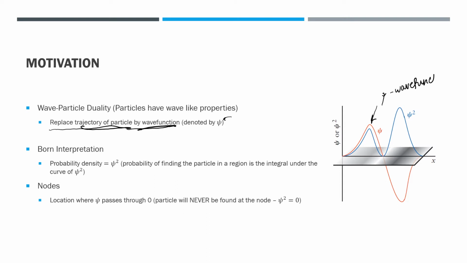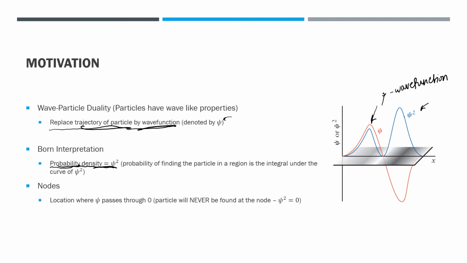So what is the Born interpretation? Now this is really important. The Born interpretation basically means that the probability density of finding the particle is equal to psi squared. So if we take our wave function and square the values, we get the probability density. And what does that mean? That means the probability of finding the particle in a certain region is equal to the integral under the curve of psi squared. So let me demonstrate this on the graph.